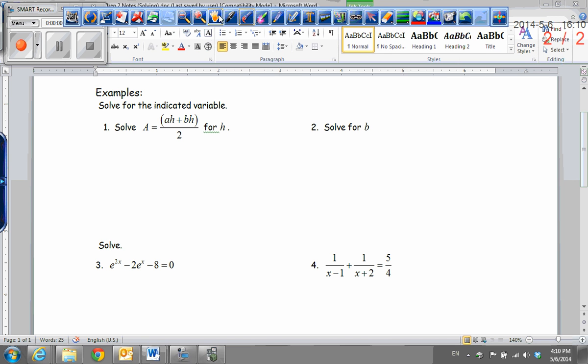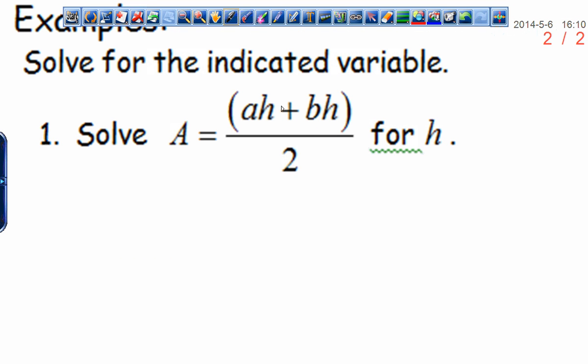Today we will be solving. Yesterday was factoring. Today we are solving. Let's go ahead and get started. We're solving for h on this one.